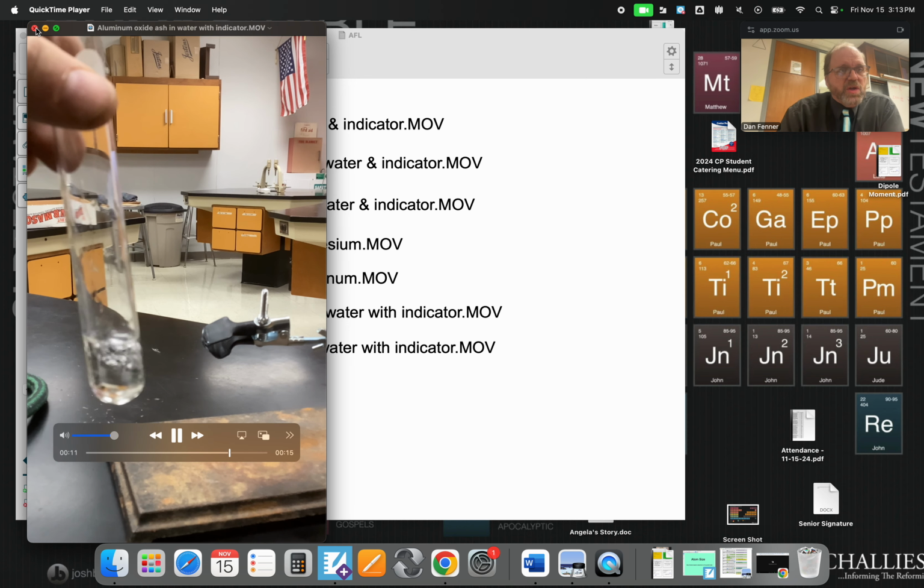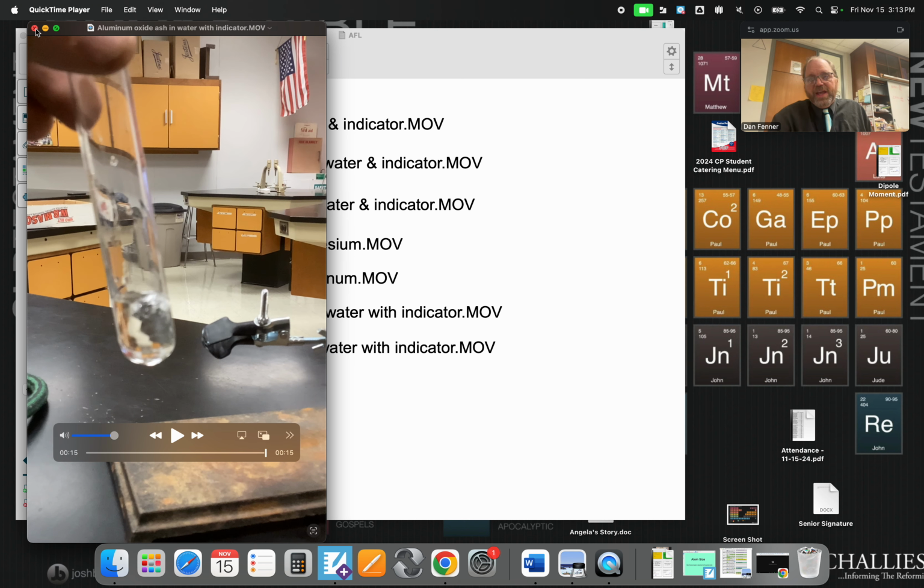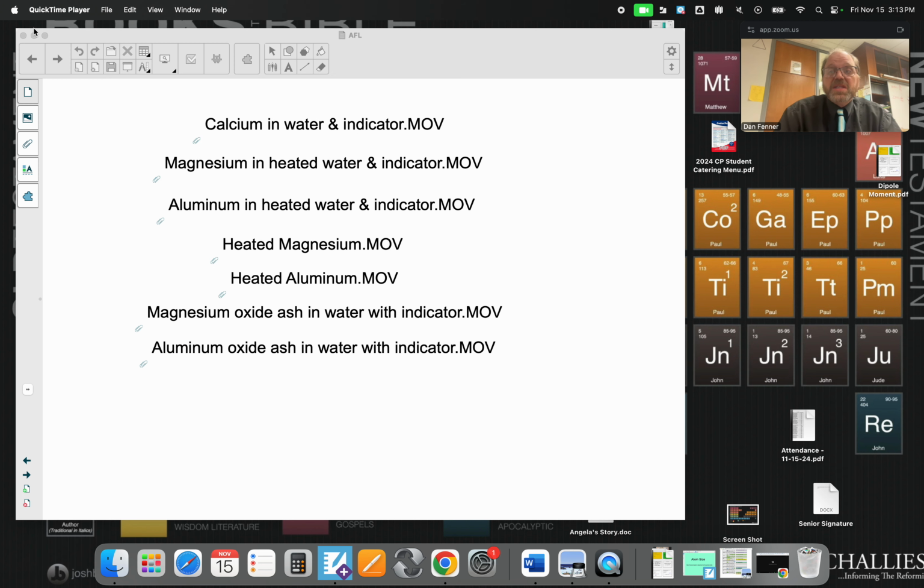All right, so go back through and finish the rest of the lab. Hopefully that wasn't too bad, and hopefully that showed the excitation of alkalines as opposed to non-alkaline substances.